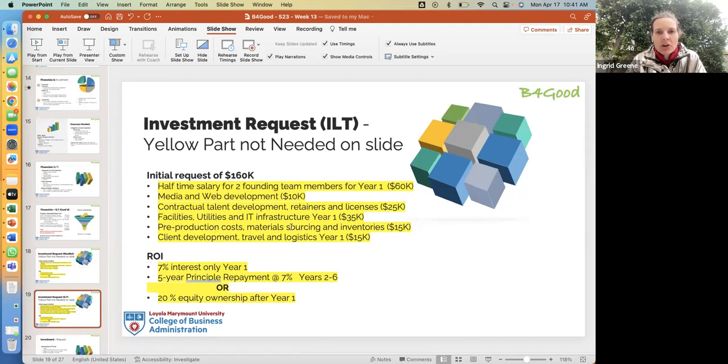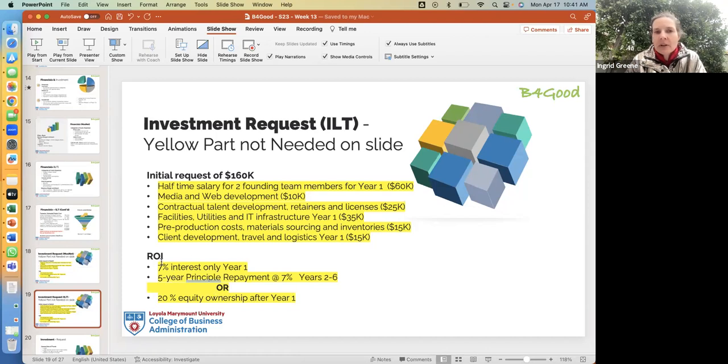There's some pre-production costs, material sourcing and inventories. So $15,000 for that, making sure that your software and other materials for your training are up to speed. And then client development, travel, and logistics for year one, you added another $15,000 there, just to make sure that you have enough money to go out and visit the clients, connect with the trainers, and just any miscellaneous logistics.